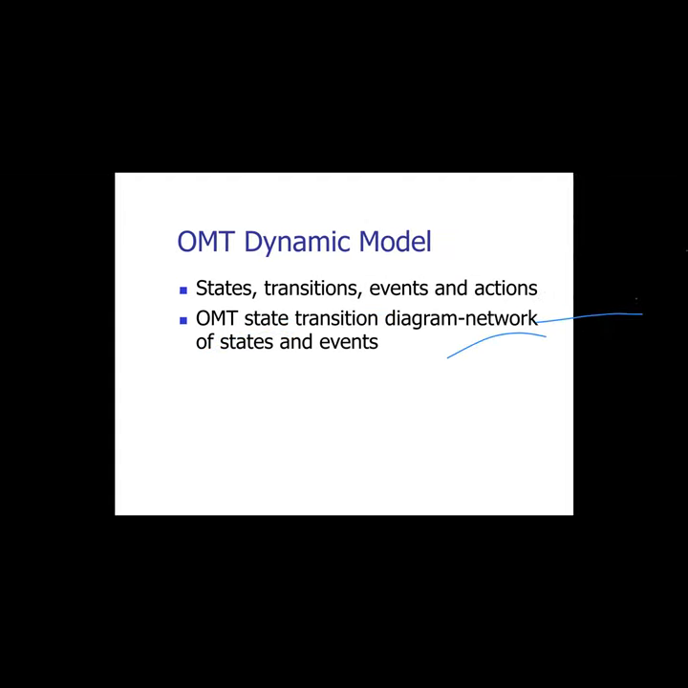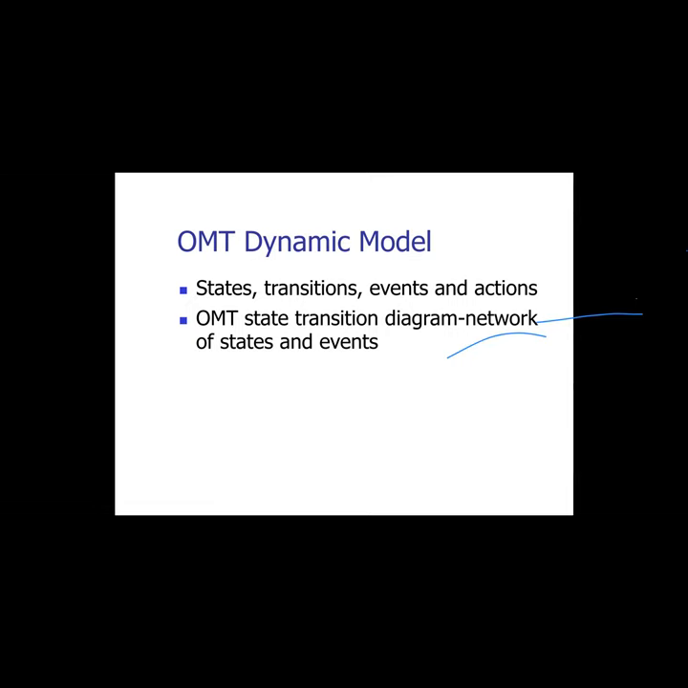And what does the OMT dynamic model mean? The current state, transitions, events and actions performed using the objects will be represented by the object modeling dynamic model. So by using a state transition diagram, we will draw the dynamic state of a process, as well as the events, whether the order is placed, order is delivered, order is dispatched or cancelled. So each and every event, yes or no conditions, will be represented by using the events, and actions performed will be represented by using dynamic models.